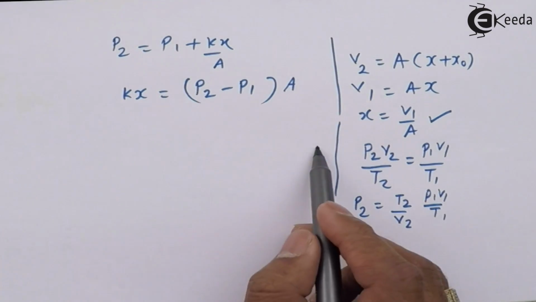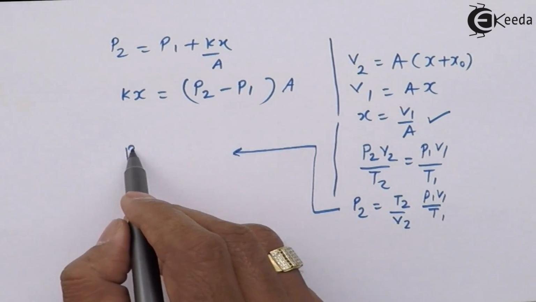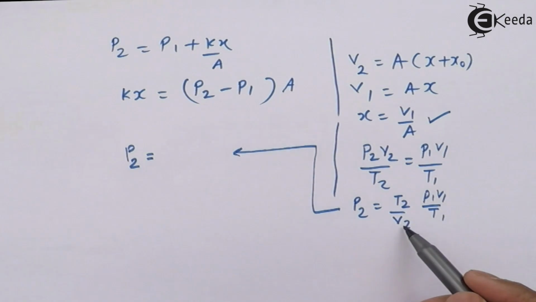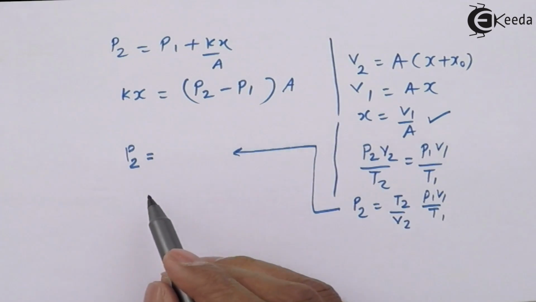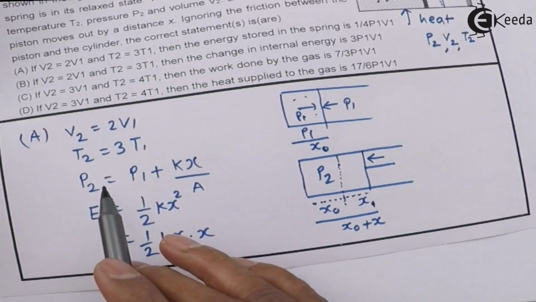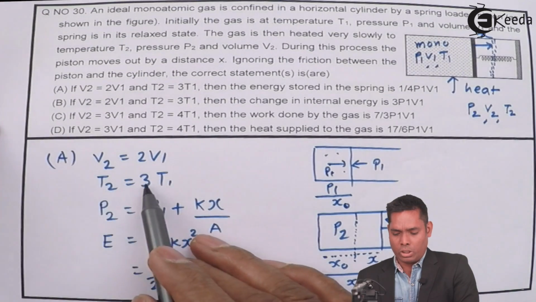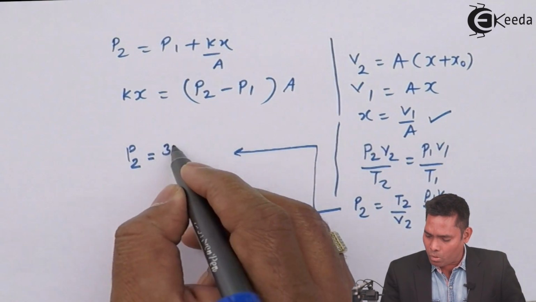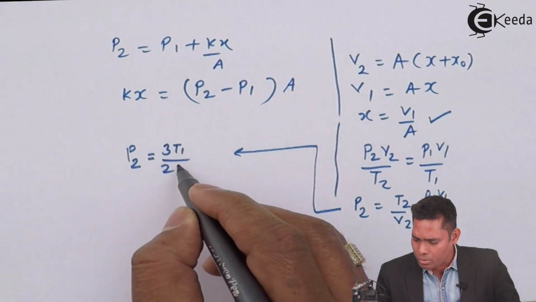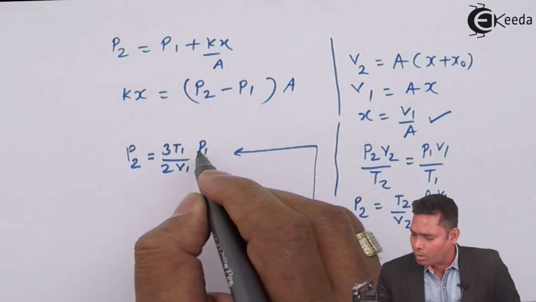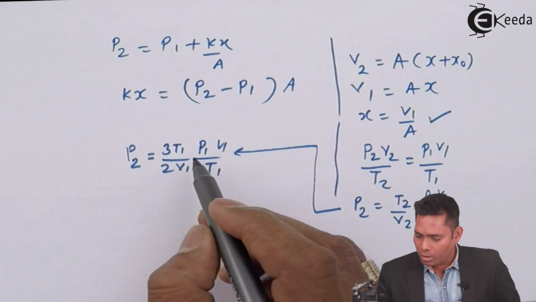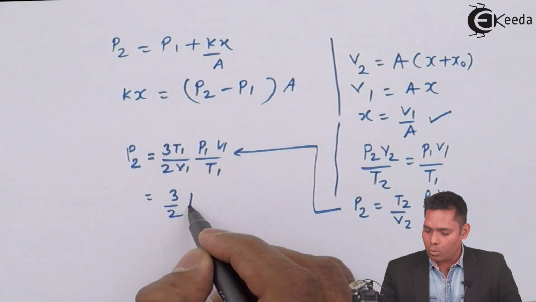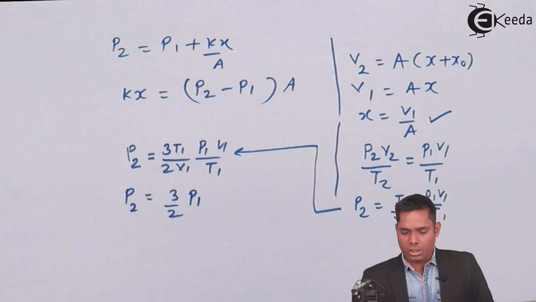Now this I can write as P2, which is T2 over V2. T2 is 3 times T1. This is given in the question, that in option A, T2 is 3 times and V2 is 2 times. So I'll put this here, 3 times T1, and this is 2 times V1, and this is P1 V1 and T1. So this T1, this T1, this V1, this V1 will cancel out. This will give me 3 by 2 P1. This is how I'm getting it.